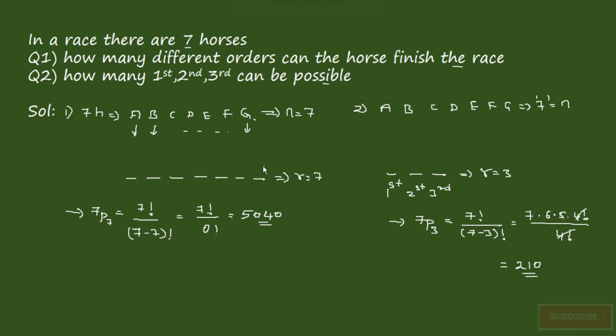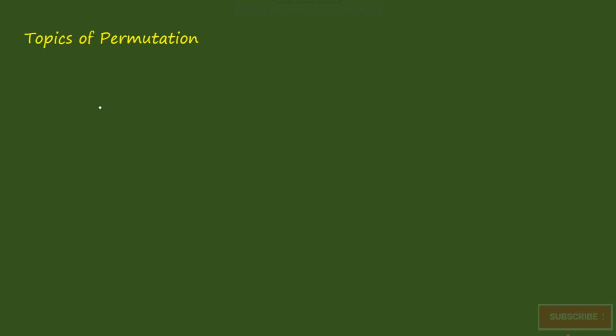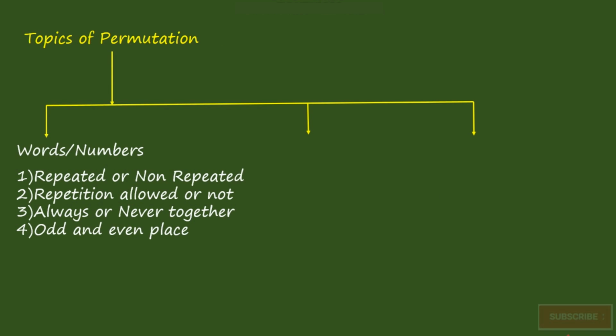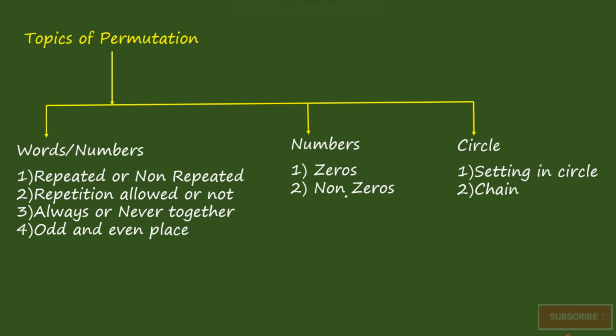Now we'll be looking at the topics of permutations. The first is words and numbers, with repetition allowed or not, always or never together, and odd or even places. In words and numbers, we'll also look at zeros and non-zero numbers. In a circle, we'll look at sitting in a circle and a chain or necklace. Such types of problems.